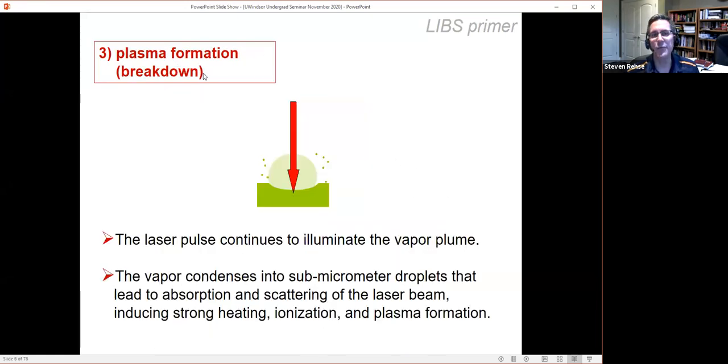So the third step is the formation of that plasma. It's a laser-induced plasma, so you have to initiate the plasma, and we call that event breakdown. So in the breakdown event, remember this laser pulse is continually illuminating the vapor plume from above. The vapor is expanding and cooling, so it condenses into sub-micrometer droplet size. And these droplets and other particulates in that vapor lead to absorption and very strong scattering of the laser beam, which very, very quickly leads to extremely strong heating of the vapor cloud, eventually ionization, and then plasma formation.